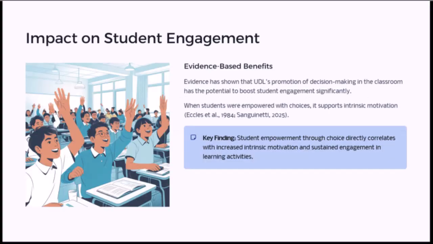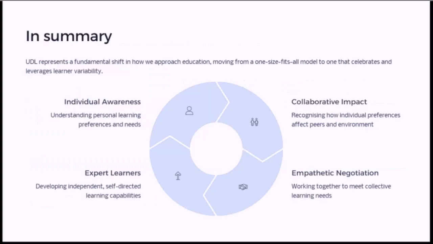In particular, universal design for learning has an impact on student engagement. Evidence has shown that UDL promotes decision making in the class and has the potential to boost student engagement significantly. Within a study conducted by Sanguti, it was shown that when students were given choices, it supported intrinsic motivation. Something as simple as that can support self-regulated learning.